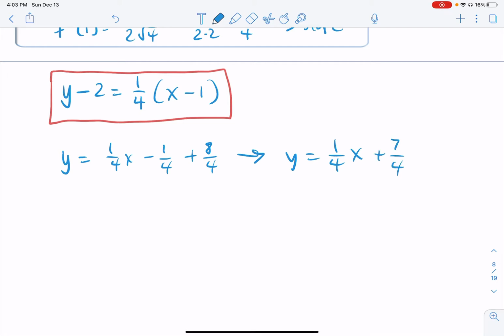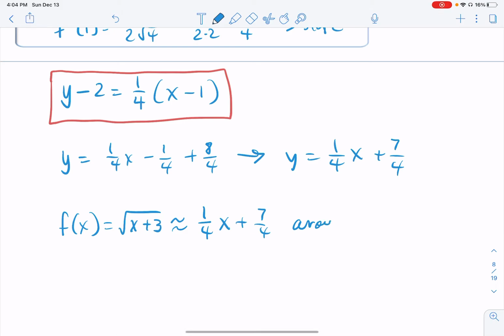Okay, so here's my tangent line, and I could say that my function f of x, which is equal to the square root of x plus 3, should be approximately equal to 1/4 x plus 7/4, at least in a very, very small interval around x equals 1. So if you wanted to approximate this function at a different value, you'd probably want to switch your x equals 1 to something that would be a little bit closer.